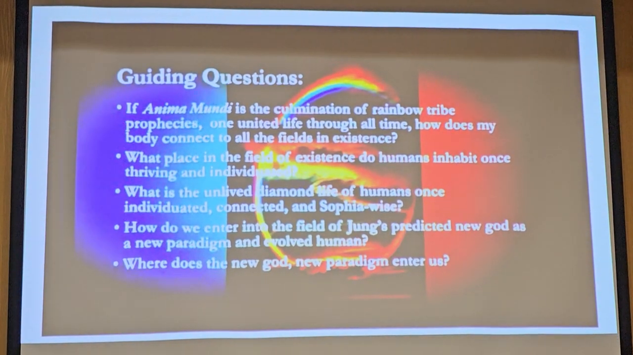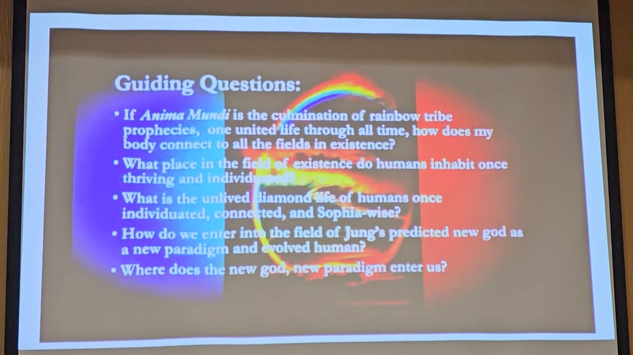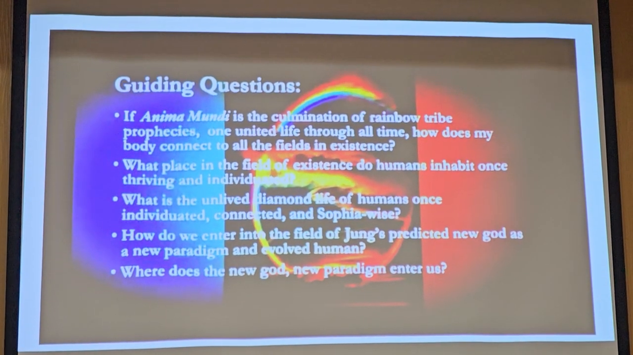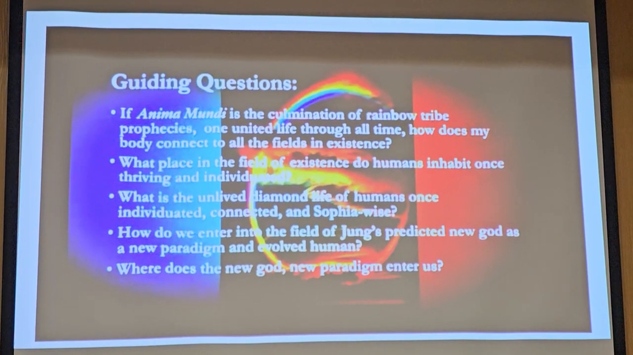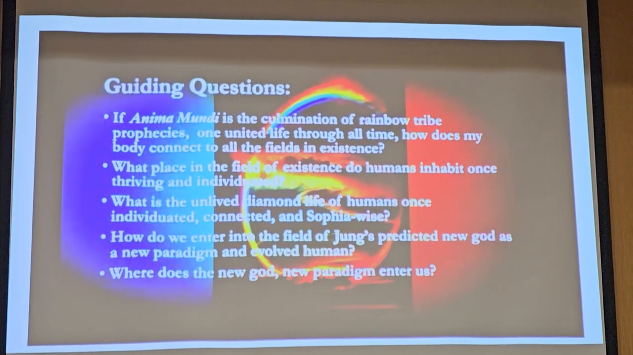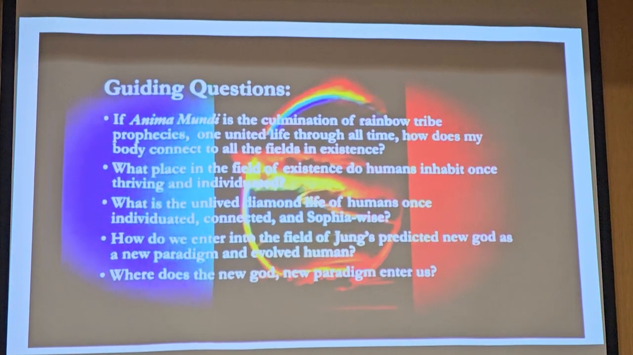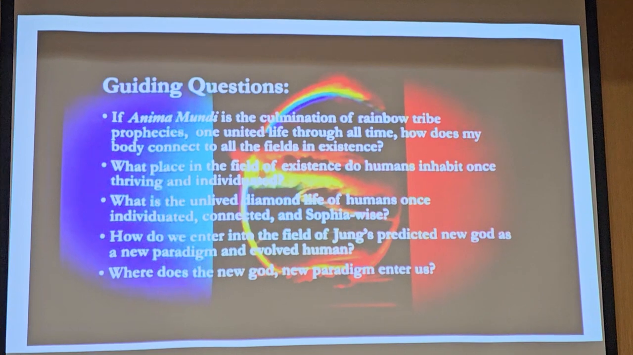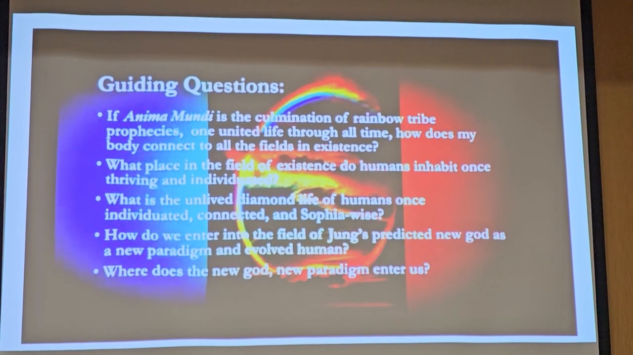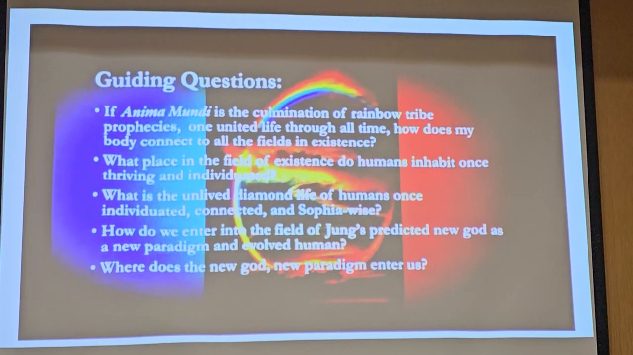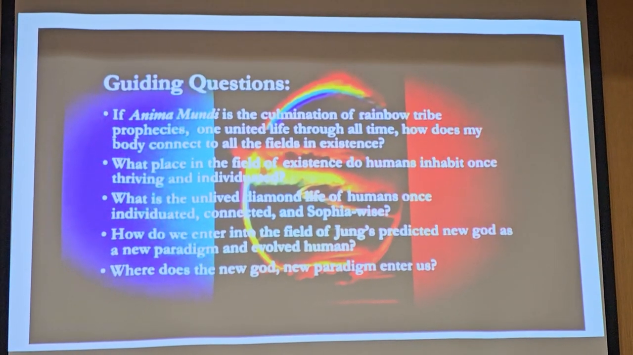Adding questions. If Enuma Mundi is the culmination of Rainbow Tribe prophecies, one united life through all time, how does my body connect to all the fields in existence? What place in the field of existence do humans inhabit once thriving and individuated? What is the unlived diamond life of humans once individuated, connected, and Sophia wise? How do we enter into the field of Jung's predicted new God as a new paradigm involved human? Where does the new God, new paradigm, enter us?